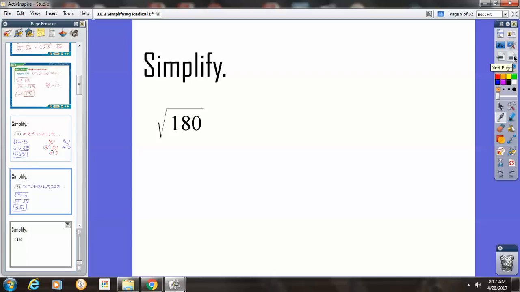What about the square root of 180? Okay, so from our list, well, let's check. Is 180 a perfect square? No, I have a long decimal again. 13.41640786. So I know it's not a perfect square, so that's not going to work. What number goes into 180? 5 and 36.